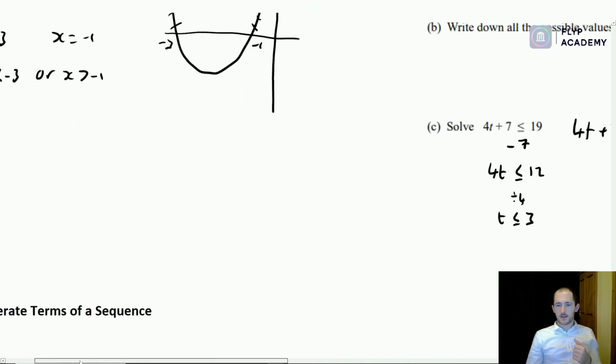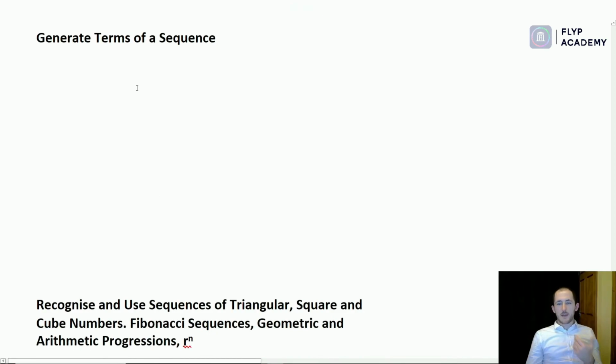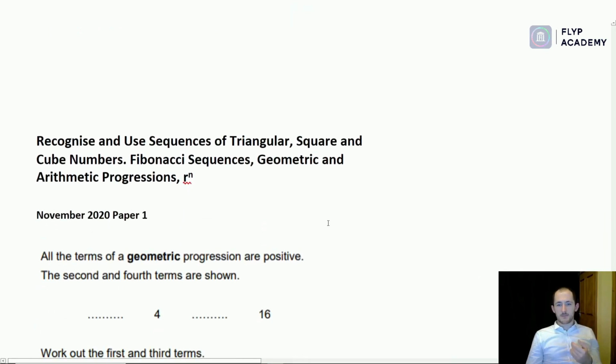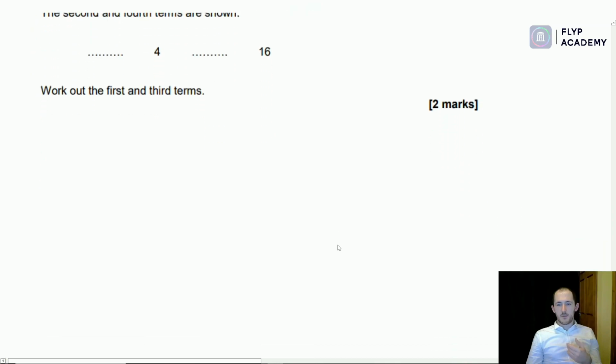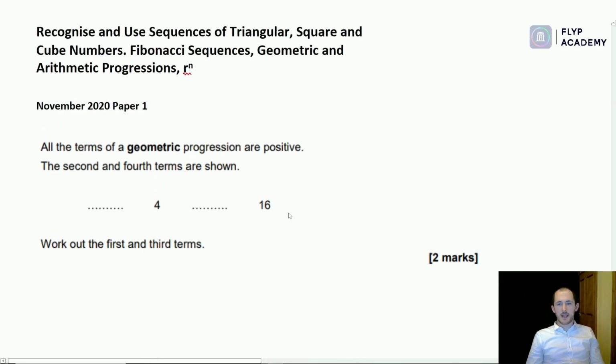Yeah, not too bad, hopefully. You need to be able to do different types of sequences. Okay, so we have a few examples of this here. So geometric progression is when it's times by the same number over and over again.